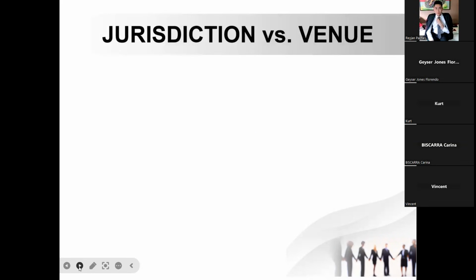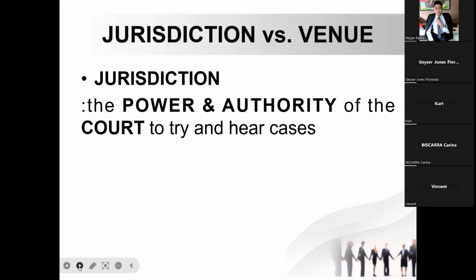Okay, so we have jurisdiction versus venue, class, which is very important in this subject. When we say jurisdiction, from the word itself, the literal definition: juris means law, and diction means I speak. So the literal definition of jurisdiction is I speak of law. But when we say jurisdiction, its real meaning, class, is the power and authority of the court to hear, try, and decide cases.